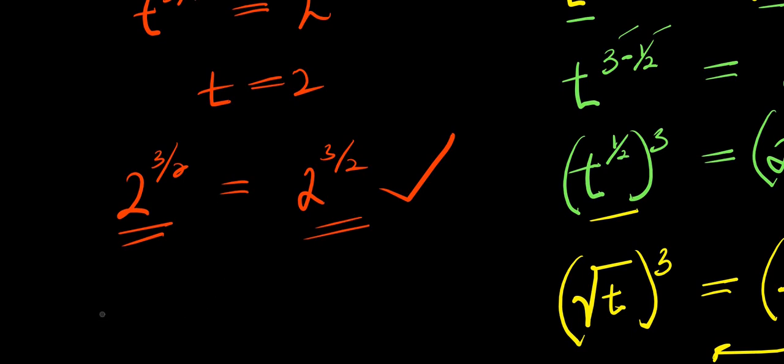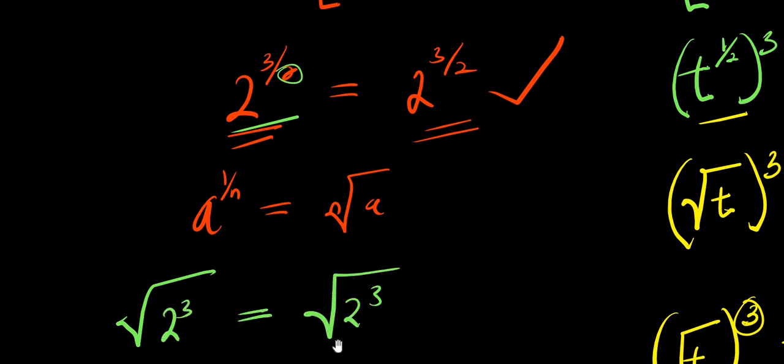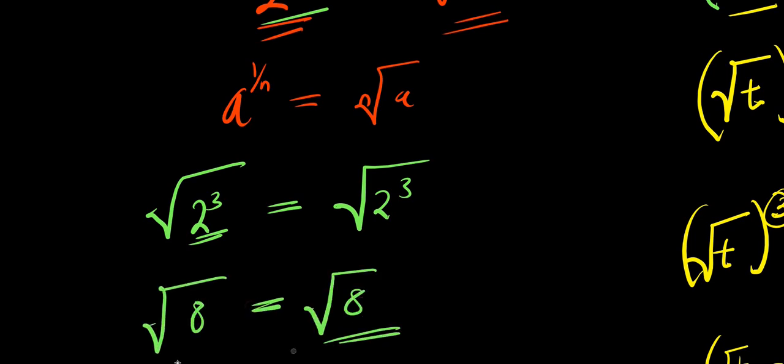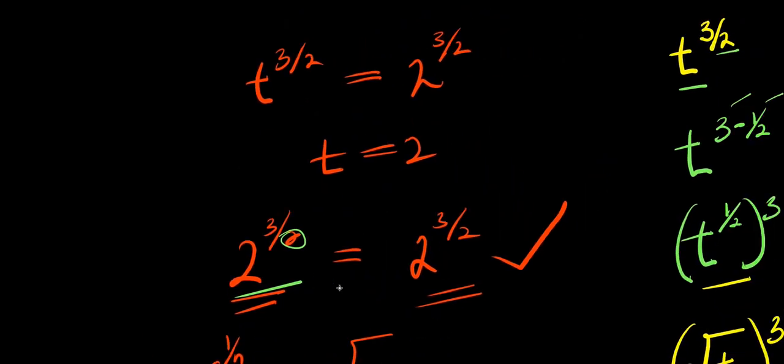You can express this way. If you have a power 1 over n, this equals the nth root of a. So applying that here, this is square root because we have 2 here: square root of 2 power 3 equals square root of 2 power 3, right? And from here, 2 power 3 is 2 times 2 times 2, 2 times 2 is 4, 4 times 2 is 8. We have square root of 8 equals square root of 8. This side and this side are now the same. So guys, this is how you solve this exponential problem and find all the values of t, both complex and real.